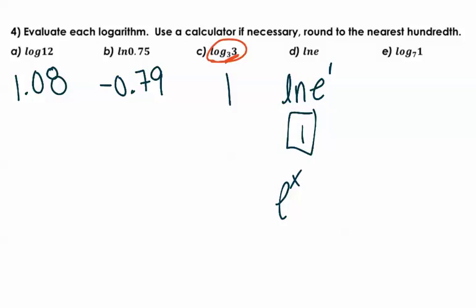And then log base 7 of 1. Again, you can't type that in your calculator because it's a base 7, but we need to start recognizing that this is a special log property and that when you take the log of 1, it's always going to be 0.